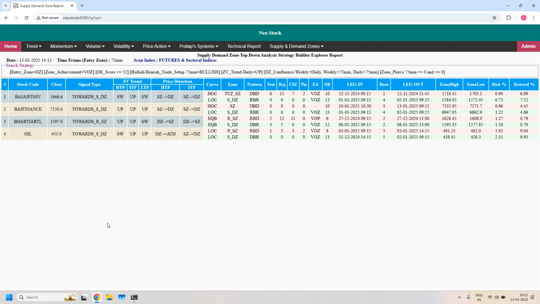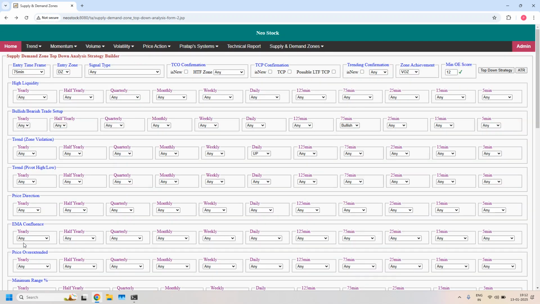In these 4 stocks, the first and fourth are sideways in HTF trend. The remaining 2 are uptrend. If any of these 2 stocks have EMA confluence, that is weekly EMA, they are even more high probability trade setup supported stocks. Let's verify.